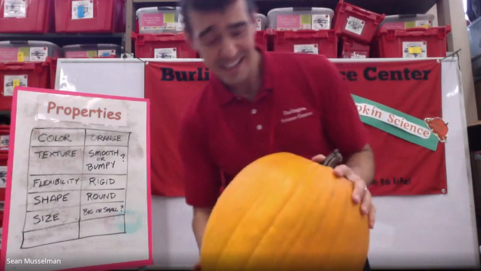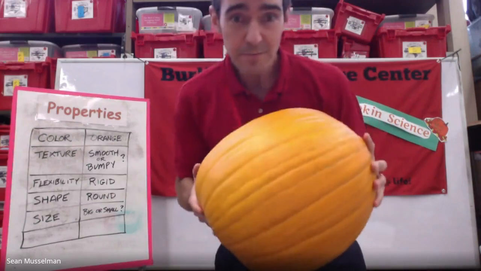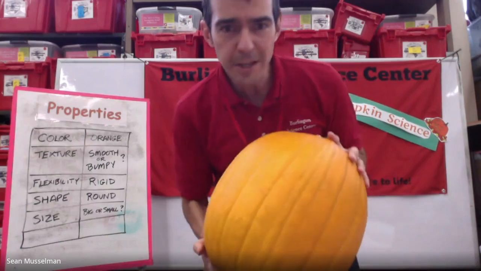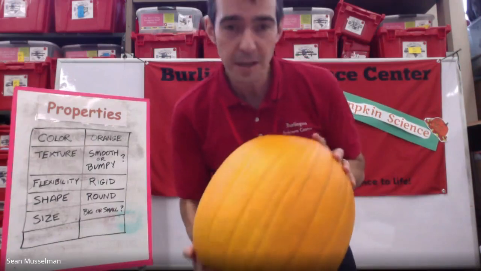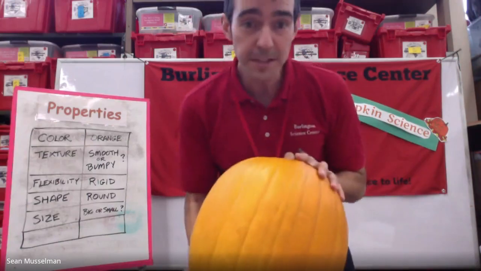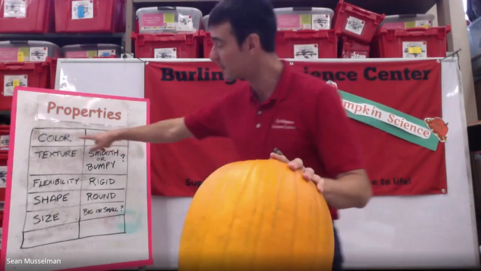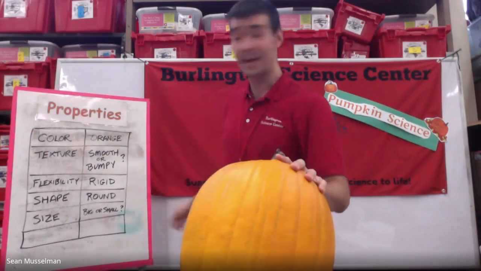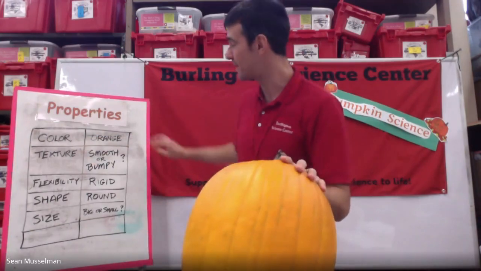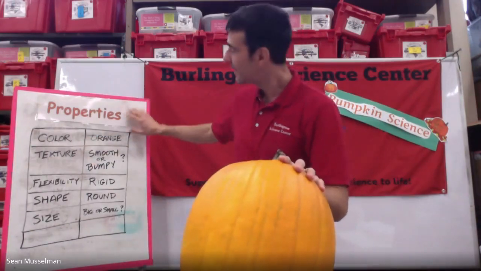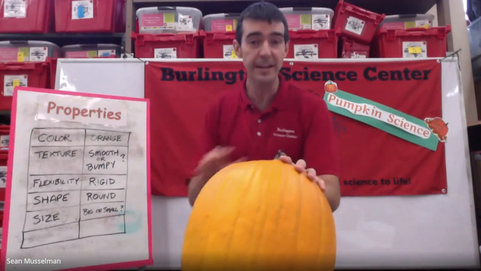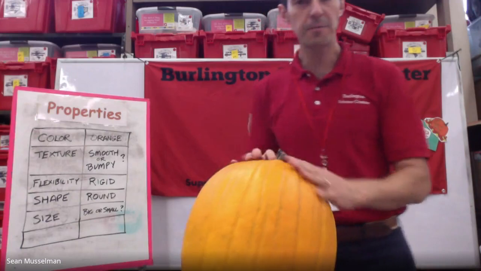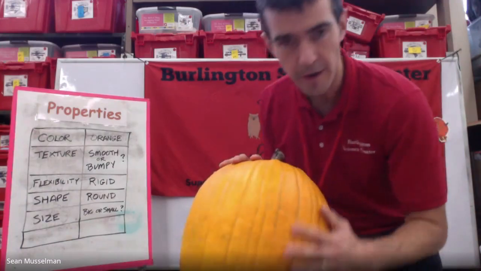This pumpkin is a little bit yellow. Maybe you've got a yellowish, orangish pumpkin at home. Maybe your pumpkin is green or some other color, right? Pumpkins do come in many different colors. The color of a pumpkin, or any matter for that matter, is a property of that pumpkin. Now we also have the pumpkin's texture.